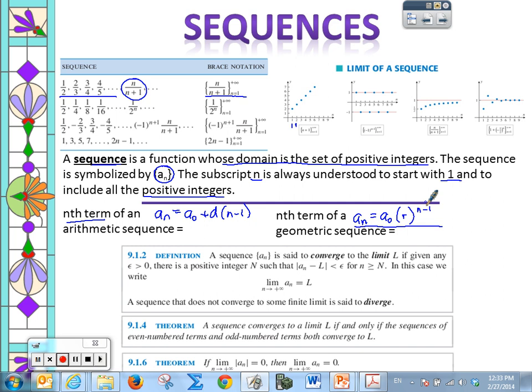Alright, so let's talk about convergence. A sequence converges basically if, as n approaches infinity, we head towards one particular number, which they're calling L. So it converges if we head to one particular number. If the limit does not head to one particular number, let's say it either oscillates or it heads to infinity or negative infinity, then it diverges.